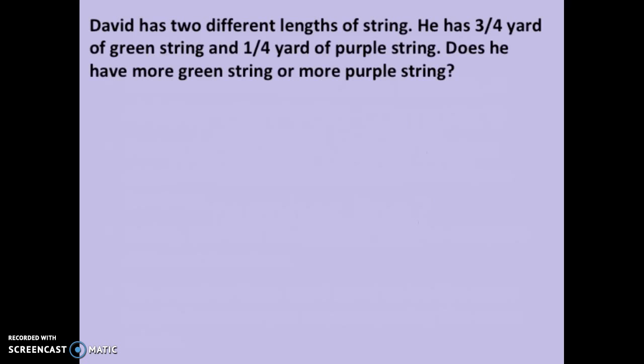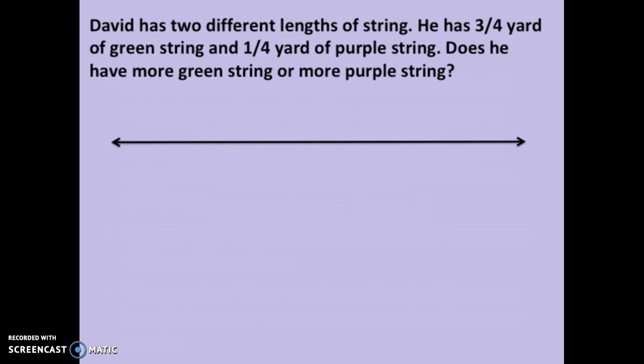Let's take a look at this problem. David has two different lengths of string. He has 3/4 yard of green string and 1/4 yard of purple string. Does he have more green string or more purple string? Let's take a look at both fractions. 3/4 and 1/4 have the same denominator, so I only need to draw one number line.